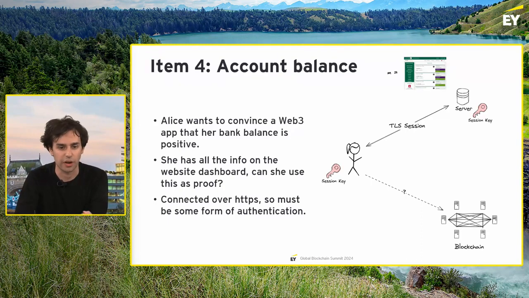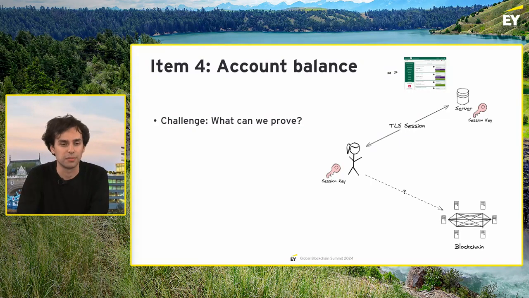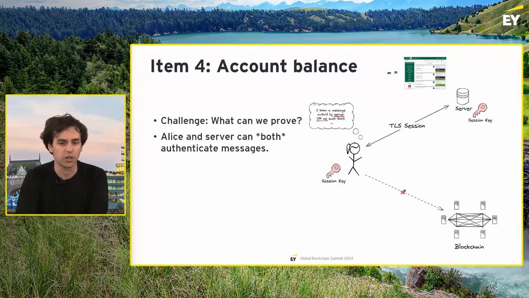So now the question is, all right, we have this session going on. What could Alice send to a blockchain? What can we prove? So the problem is, both Alice and the server have the session key. So both of them can authenticate messages. So if Alice were to write a proof, the proof would actually say, I know a message authenticated by the server or myself, such that whatever you want in there. Unfortunately, we can't trust Alice to make statements about herself. So how do we break this up?